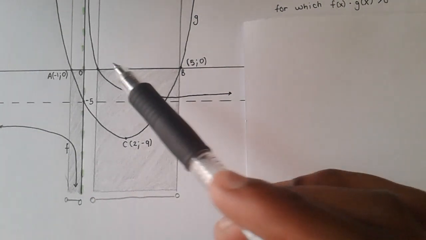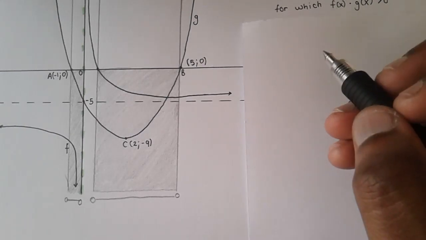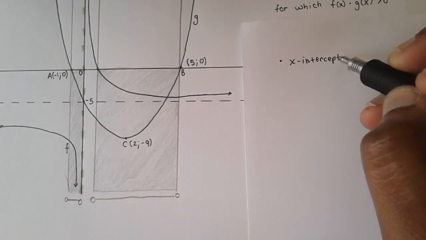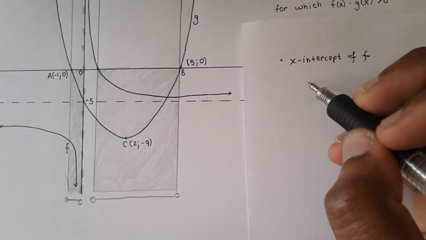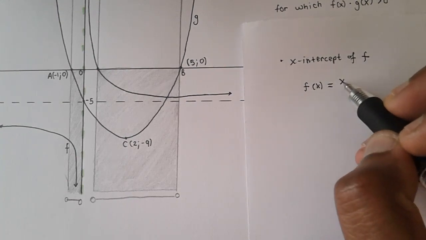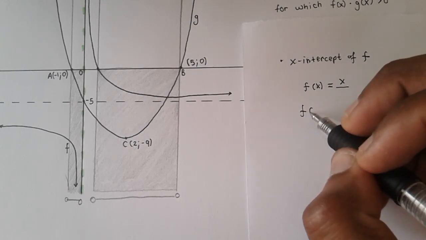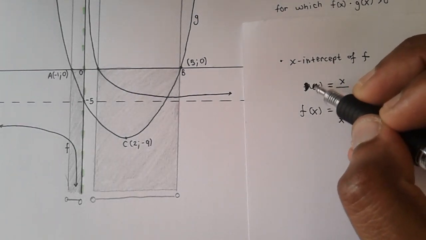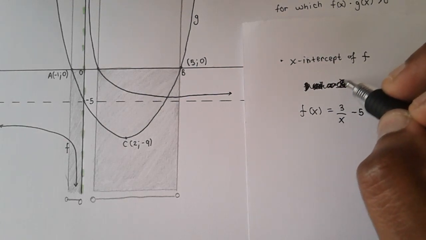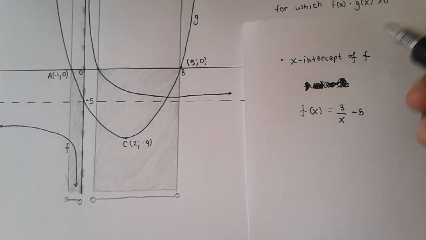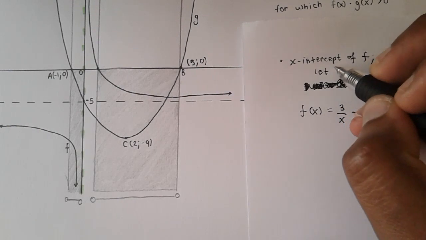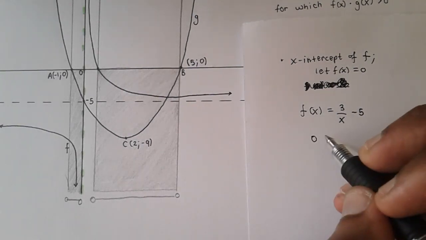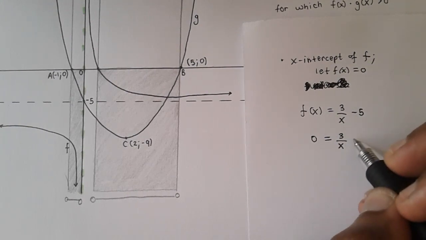To carry on from here, we want to find out what the x-intercept of f is. So we're going to state that: x-intercept of f. The equation of f, remember, was f of x equals 3 over x minus 5. Forgive me, I am a bit exhausted. So we're going to let f of x equal 0. So we have 0 equals 3 over x minus 5.